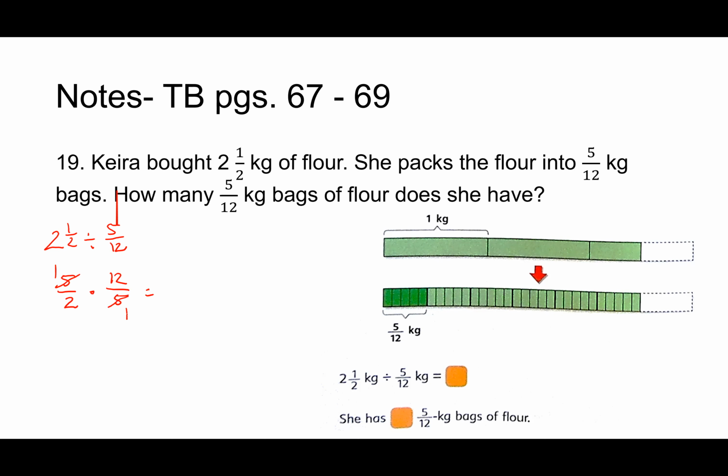And then so yeah, I canceled those out and then made that 1 and that a 6. Nice. And that would equal 6 5/12 kilogram bags. All right, nicely done, Piper. Thank you. Let's go to the next Toyo.